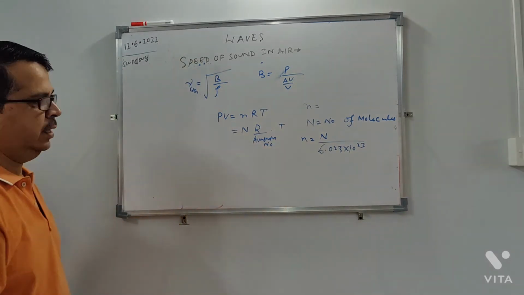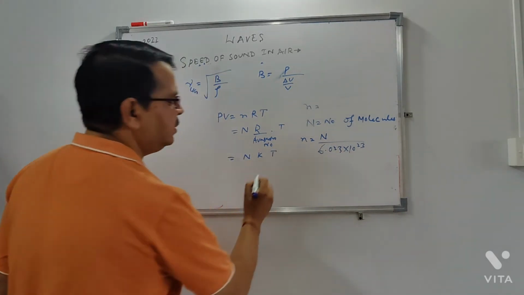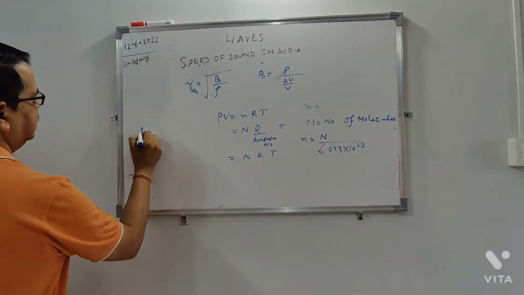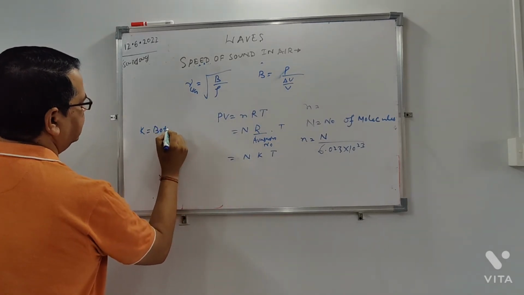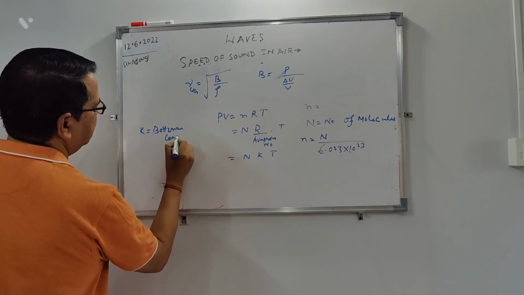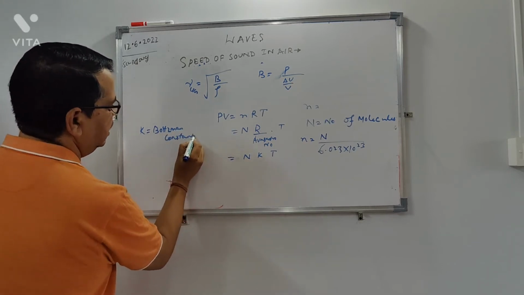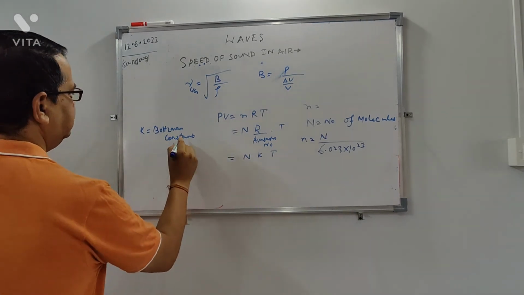Into T. So this is N, this is called K and this is called T. This K is nothing but your Boltzmann constant. You know that? Boltzmann constant has a constant value. Like R has a constant value, this also has a constant value. So this is the Boltzmann constant.